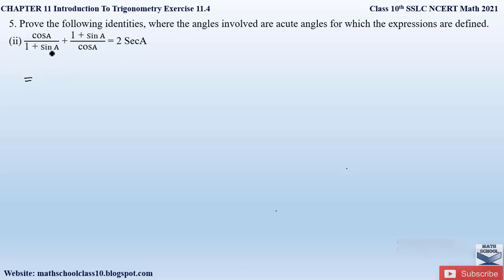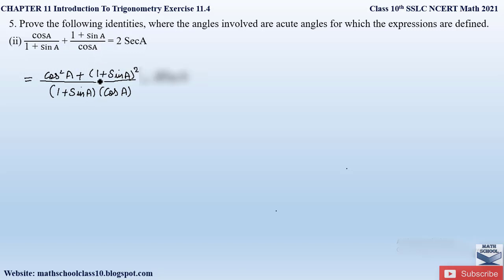Okay, so our LCM in the denominator will be 1 plus sin A into cos A. So cos A divided by 1 plus sin A into 1 plus sin A into cos A is 1 plus sin A, 1 plus sin A will get cancelled, and we will be left with cos square A plus, again when you multiply 1 plus sin A by cos A with the LCM, cos A will get cancelled, and you will be left with 1 plus sin A the whole square.